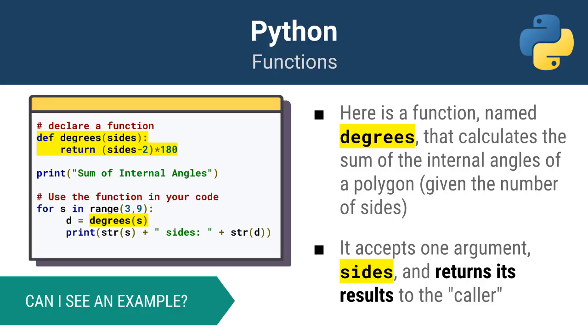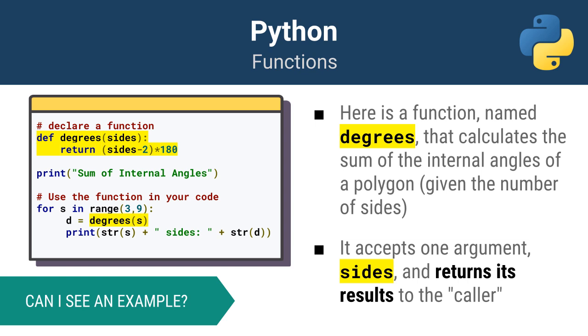Time to write a more complex function. We are going to write a function called degrees. This function will calculate the sum of the internal angles of a polygon, given the number of sides. If you weren't already aware, you can find the sum of the internal angles of any polygon by subtracting 2 from the total number of sides and then multiplying that number by 180. It works every time.